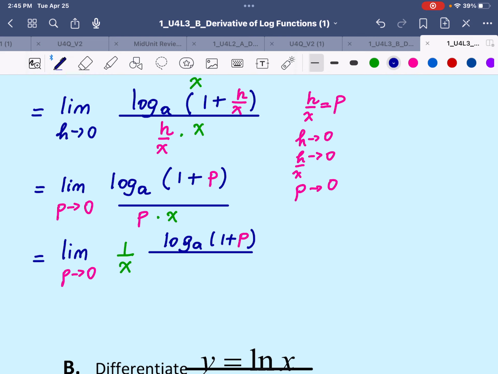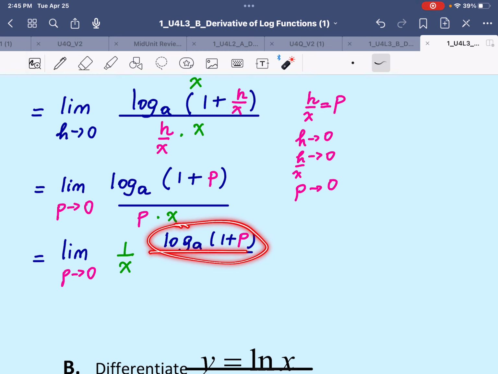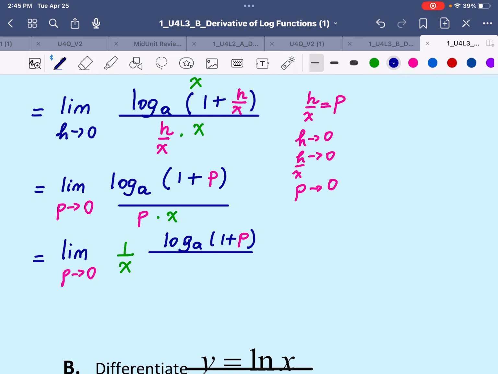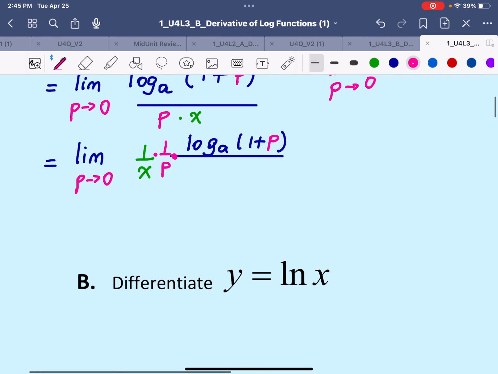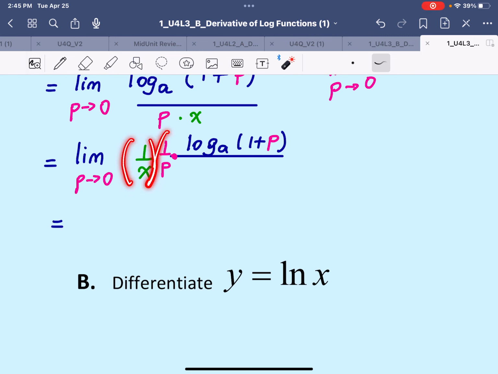in another fraction. And then you see that we have also the coefficient p in the denominator. So we'll bring this to the front. So this will be 1 over p. And that will multiply the expression log with base a of 1 plus p. So again, in the next step, a couple more changes. First of all, since we have the limit of the product of two, then we're going to break it down into the product of limits.